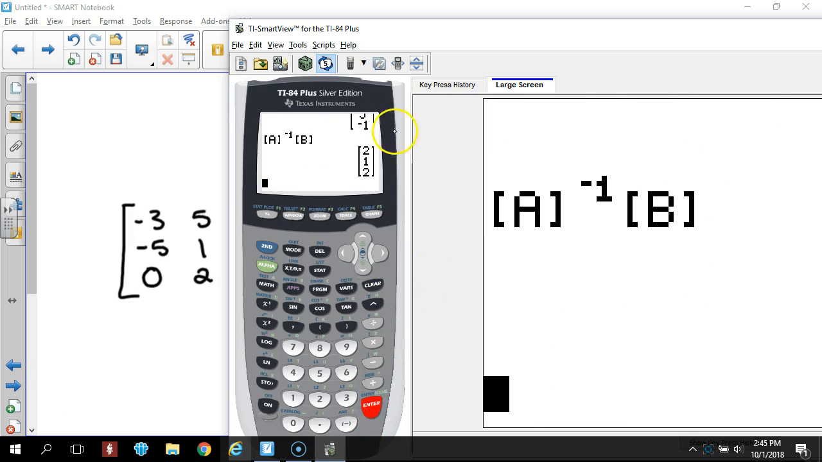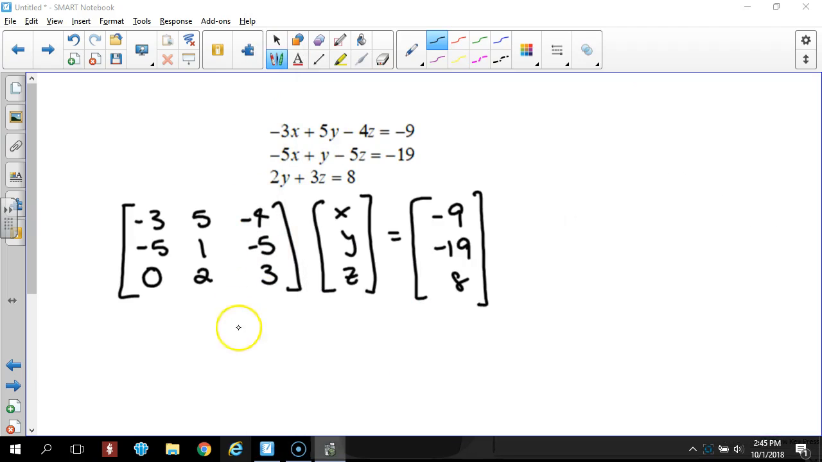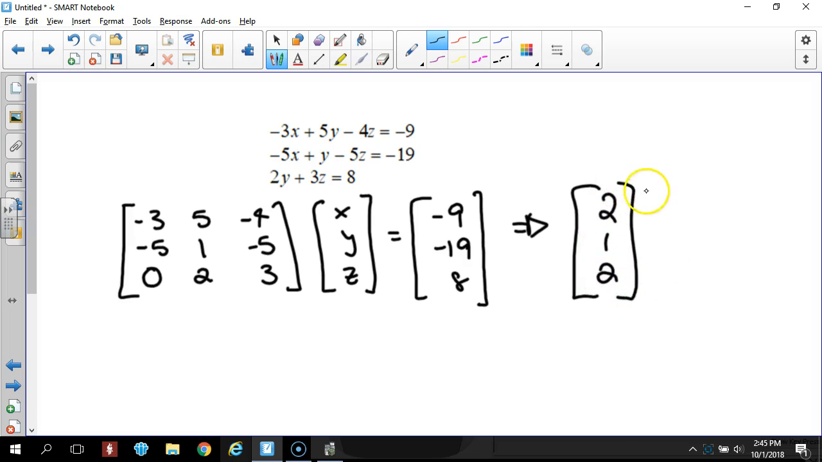A to the -1 times B. And I get my answer, 2, 1, 2. So that tells me that x is 2, y is 1, z is 2. Okay. Or you could do 2, 1, 2. Okay? All of those work, and that's how you do these questions.